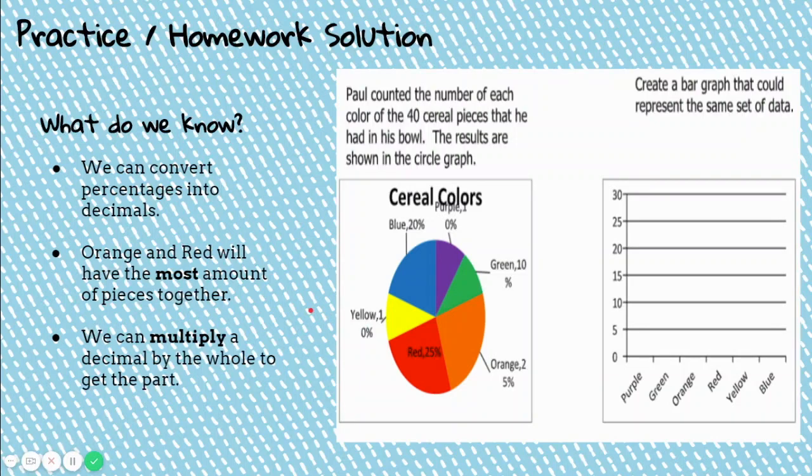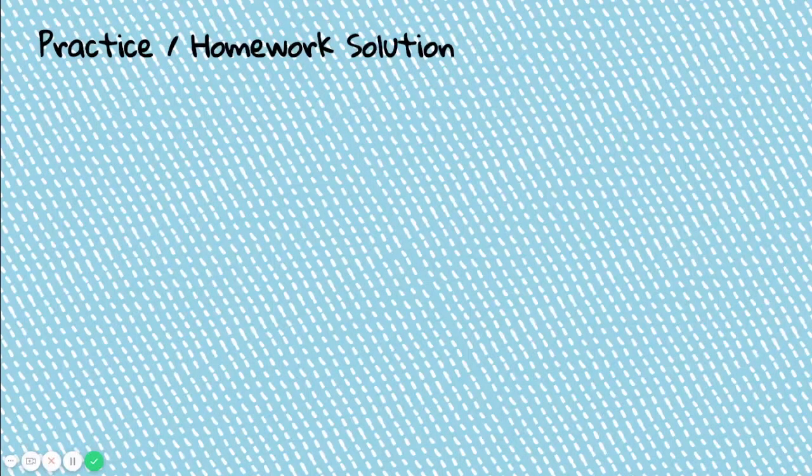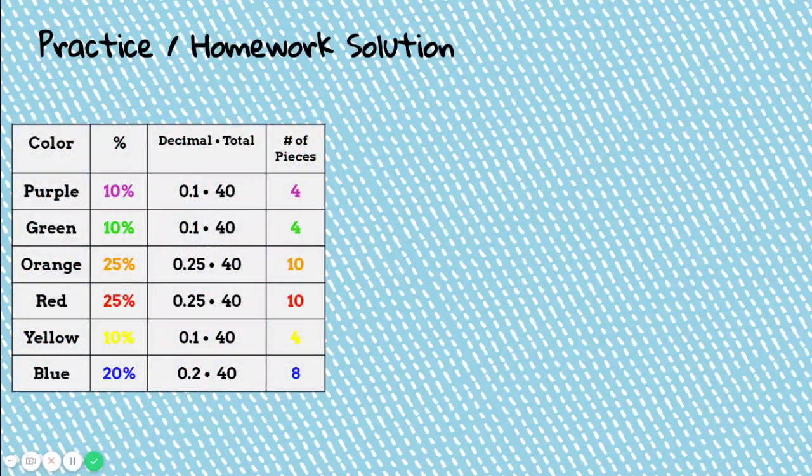We also know that we can multiply a decimal by the whole to get the part. So that's really important. We can multiply any decimal times a total number or a whole number to get the part. So we know we have to create our table first.